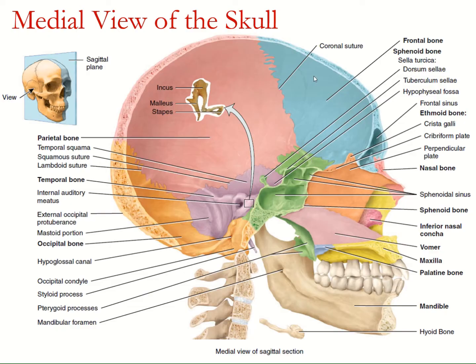And so be able to appreciate that the brain would be here. And then we have different sinuses, air filled cavities. And then we have the nasal part over here. Then the mandible over here.